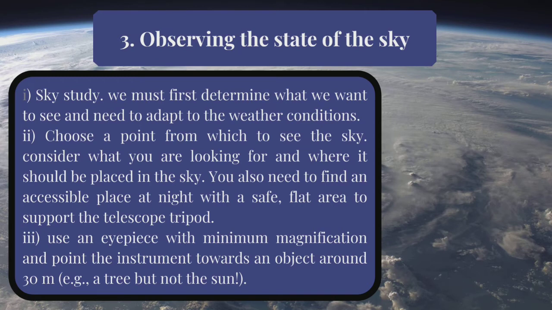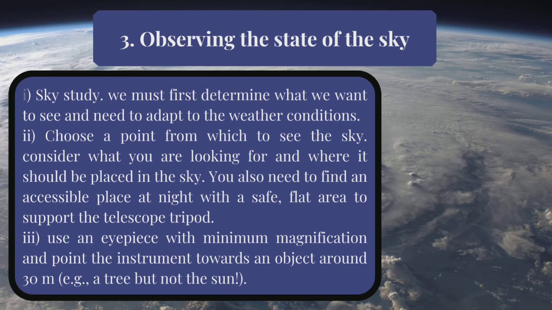Alright, so my third point is observing the state of the sky. Firstly, we need to study the sky, which means that we must first determine what we want to see and adapt to the weather conditions. For example, if you want to see stars and constellations, we need to read or research about it. This will tell us about the best time for observations, and where and when it is easier to see the planets. You can also learn about the star map, so when we are in front of the phenomenon, we will know where to point the telescope.